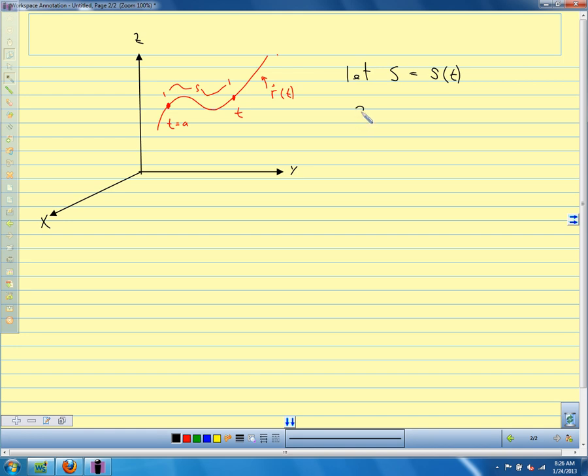So s of t defines a point on the curve. So if I have some function for the arc length, and I plug in a different time, doesn't that take me to a different place on the curve? So we've traveled 25 units along the curve. At a different time, we've traveled 30 units along the curve.